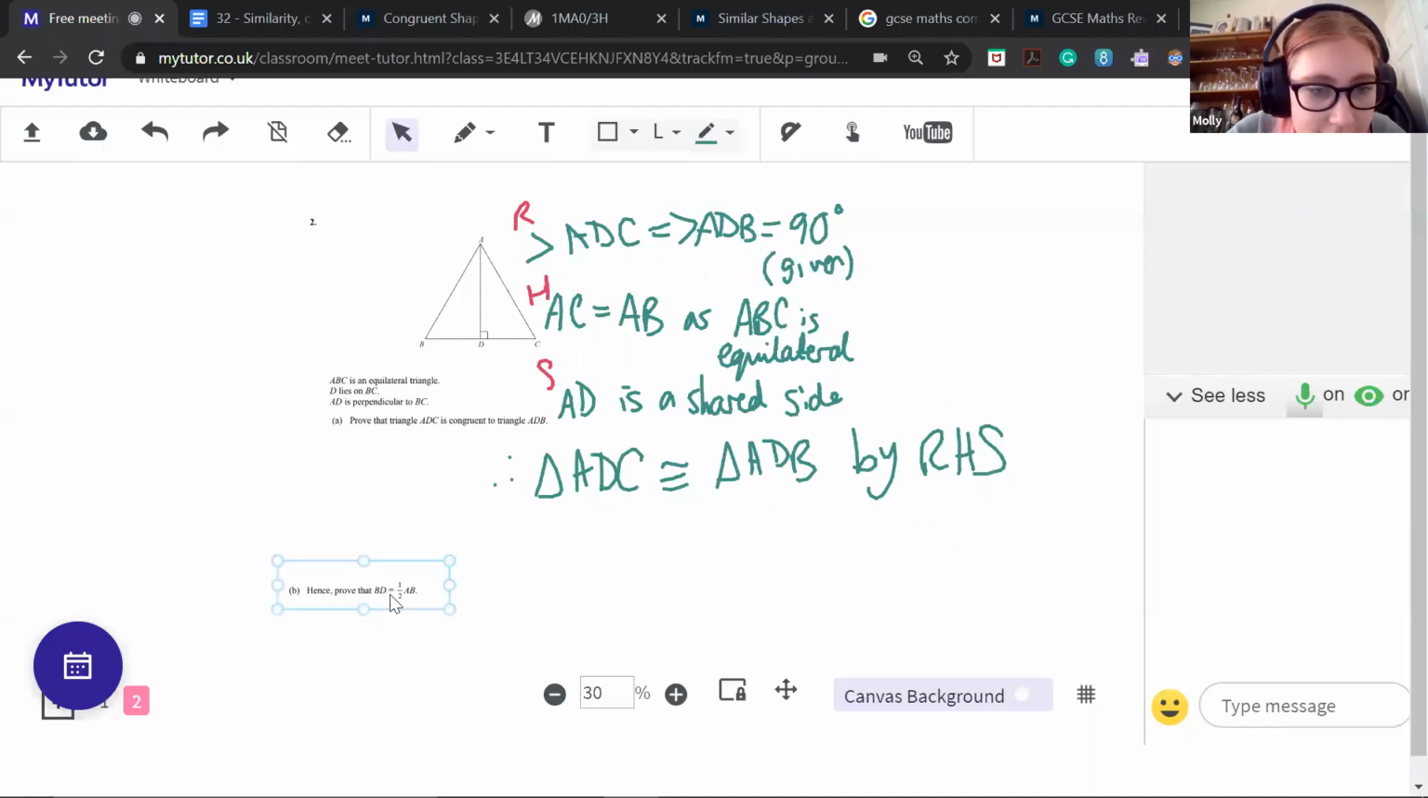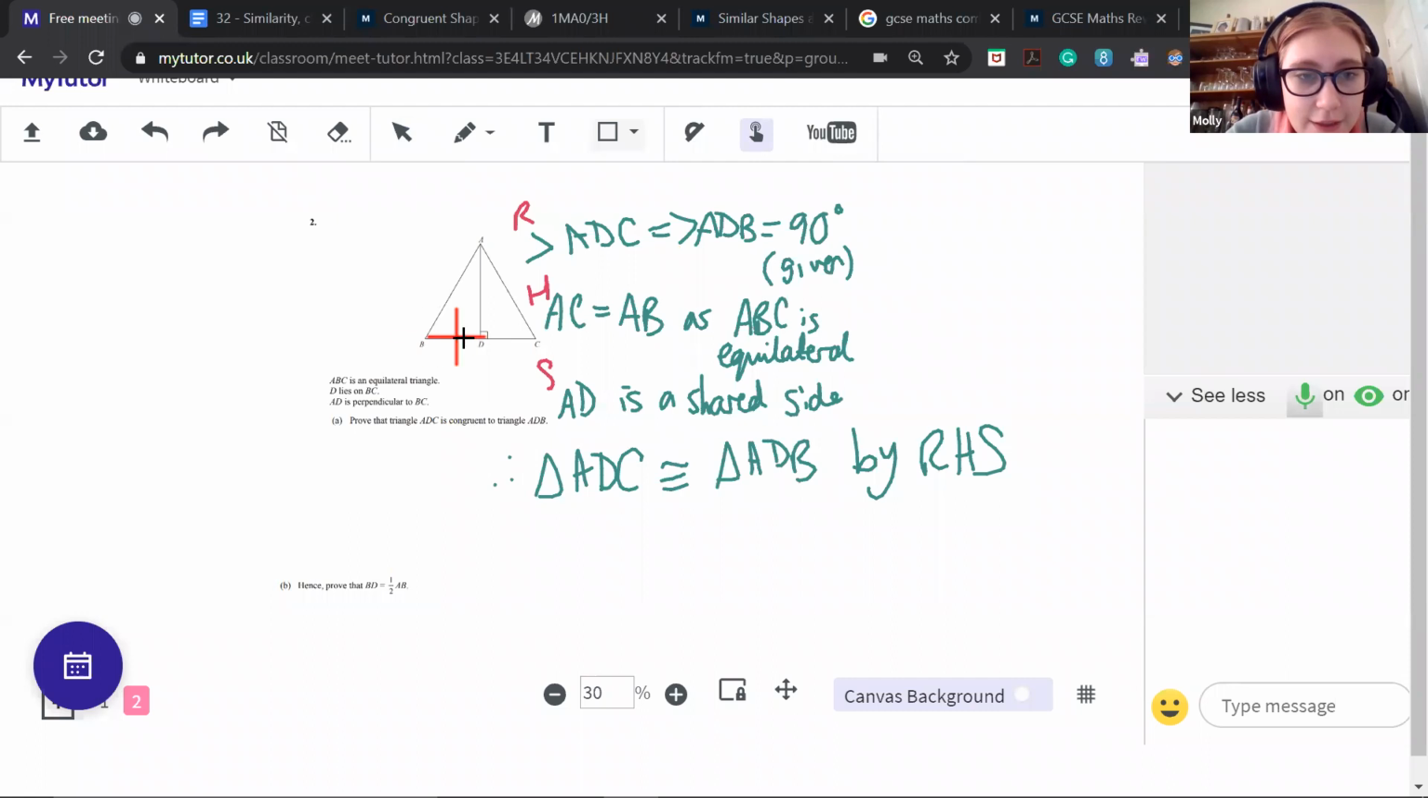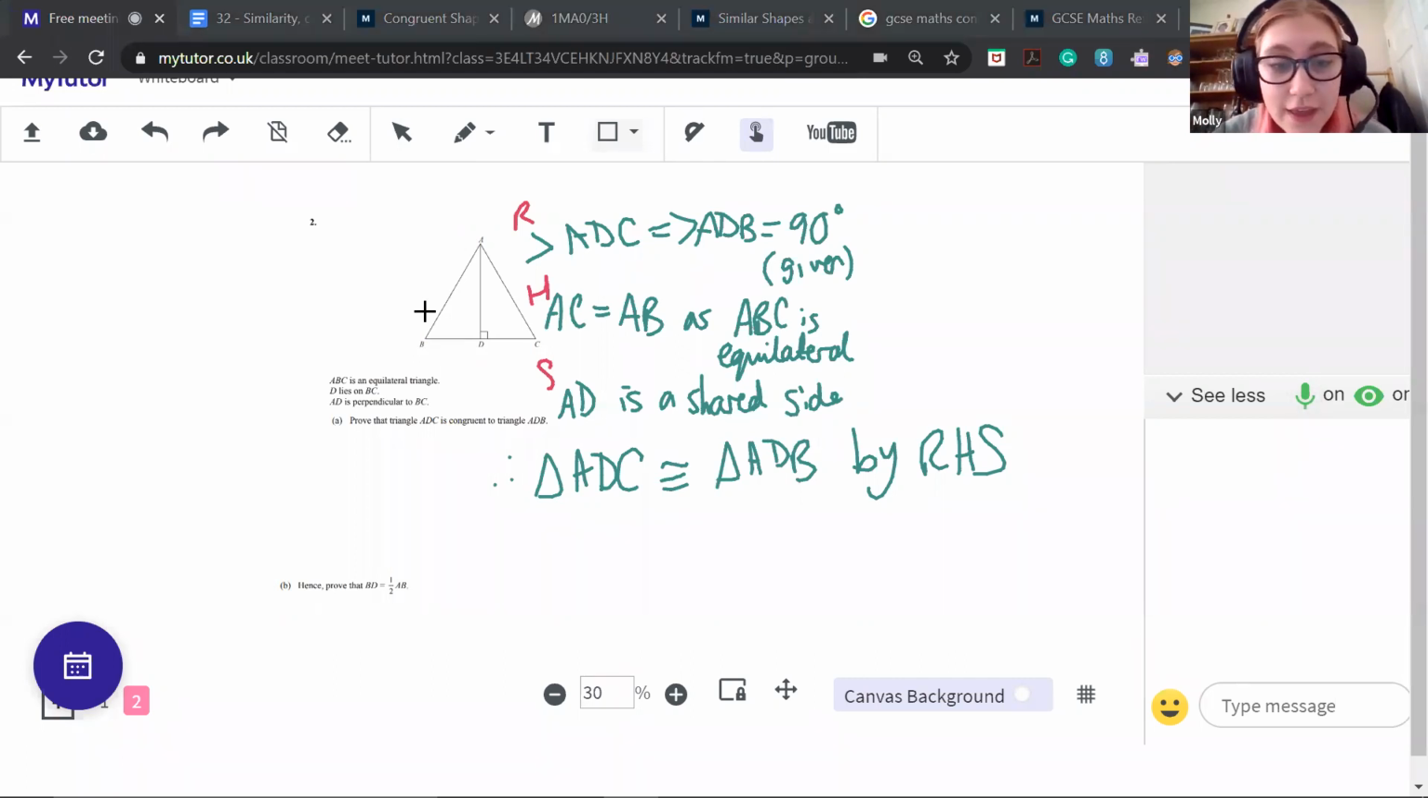Okay, so this says, hence, prove that BD equals half AB. So basically that this bit is half of AB, really? Oh, okay, yes, that makes sense. So does anybody have any ideas about how we can do this one? Prove that there?